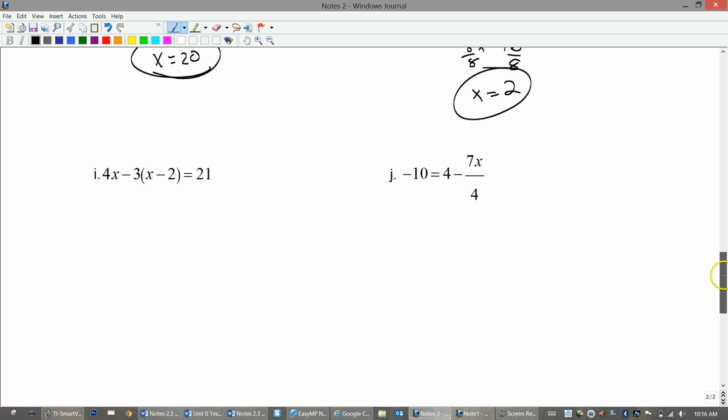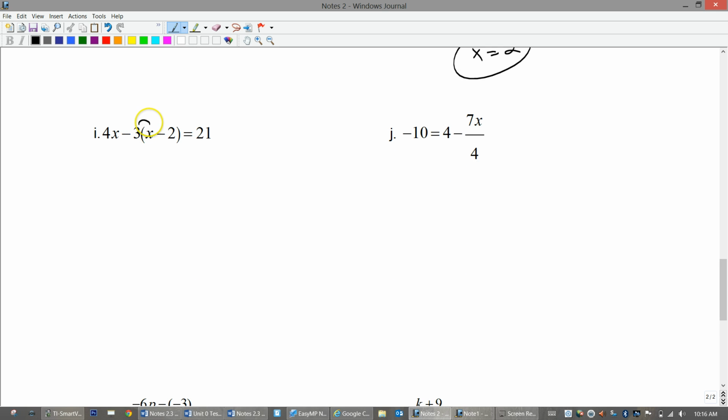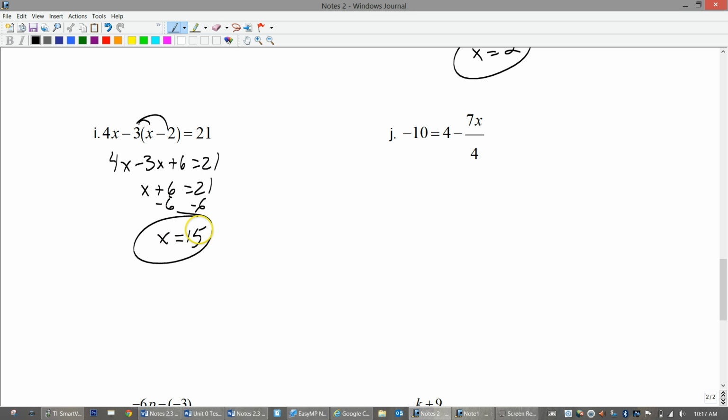Great job as a class, guys. Let's go on to the next one and let me explain it here. Again, distribute. Negative 3 times x is negative 3x. Negative 3 times negative 2 is positive 6. Distribute first and then combine like terms, which is what we're doing now. Combine like terms. And then minus 6. X equals 15. Okay, great job.